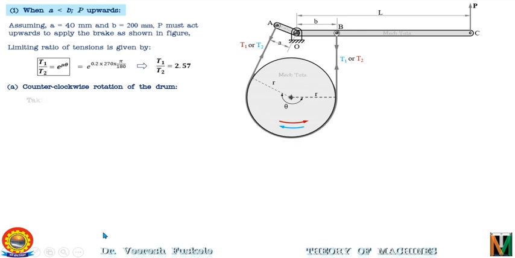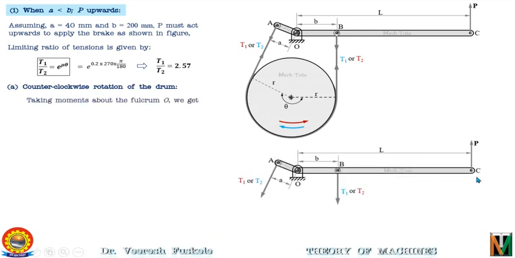Now taking the moments about the fulcrum point O, in the free body diagram of the lever as shown here, we have forces P, T1 and T2. So the moment of force T1 will be in the anti-clockwise direction, so it will be positive moment, and the magnitude will be T1 into the distance A, or the perpendicular distance of line of action of T1 from the fulcrum point, that is nothing but A.